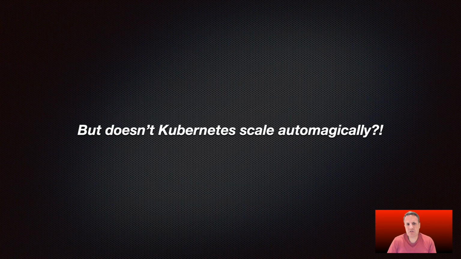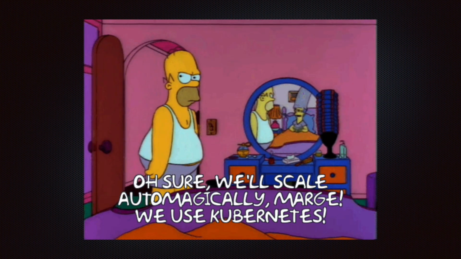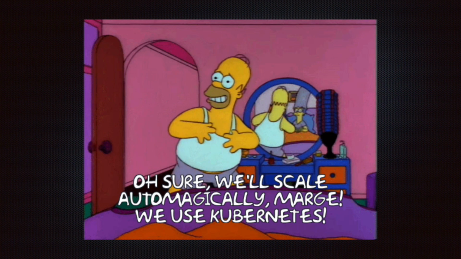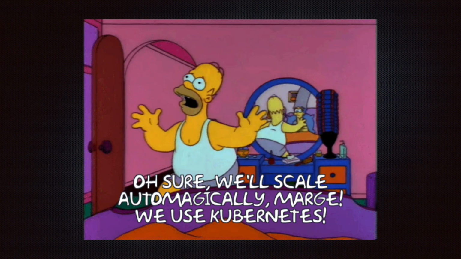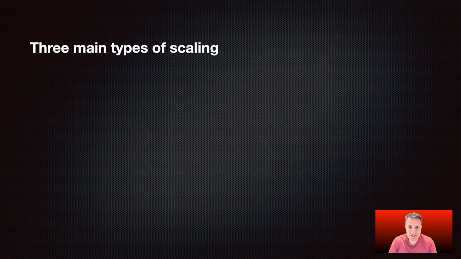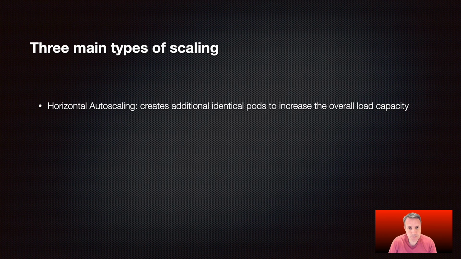But you might be asking yourself, doesn't Kubernetes just scale automagically? Sure, I wish that were the case. You just deploy your application and magic happens. And because we're using Kubernetes, you don't have to do anything. Well, that's not the case. I wish. Because there are basically three types of scaling in Kubernetes, and each one requires some kind of configuration, based on what you want to do and what your own organization's objectives are.